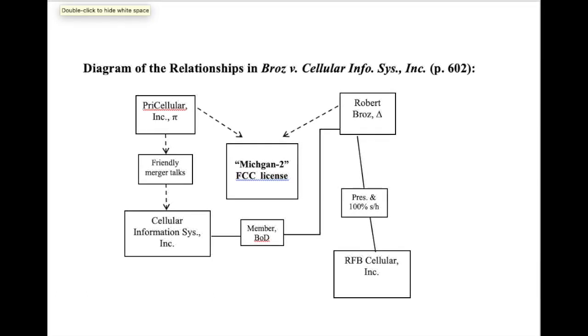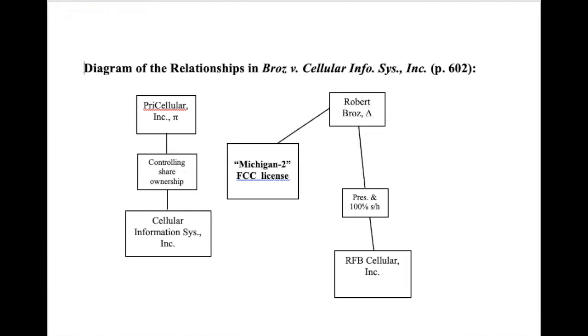So anyway, there then ensued a bidding war between Pry Cellular and Braz over the Michigan 2 license. This went on for a while. There was some brinksmanship. There were competing offers and ever-increasing offers to pay higher and higher prices. Ultimately, Braz wound up getting the thing. He won the fight. Once again, this happened before Pry Cellular was able to acquire Cellular Information Services.